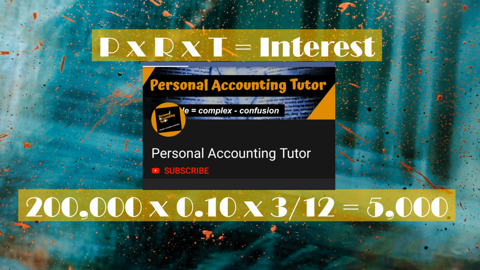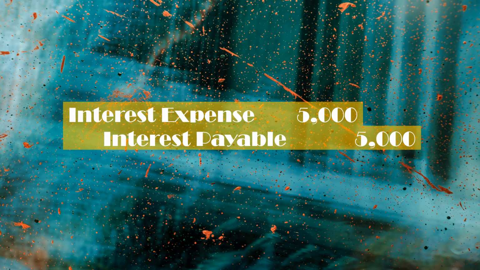Then we can now prepare the adjusting entry as interest expense, debit 5,000, and credit interest payable 5,000. Remember that the accrual of expense is the case when we already incurred or used something, which is in this case the interest expense, but since it is not yet paid, we use interest payable.